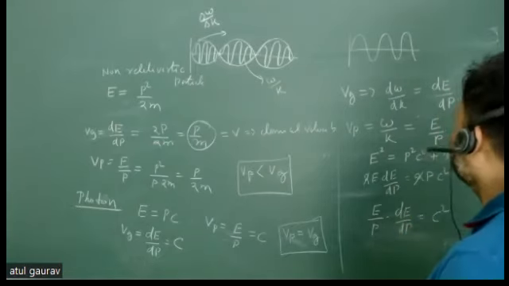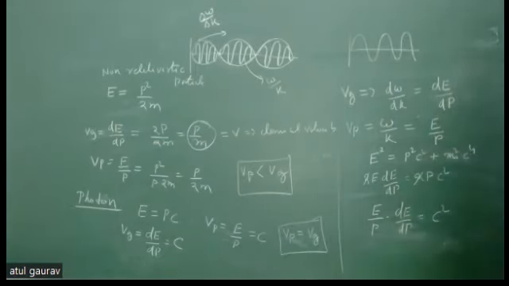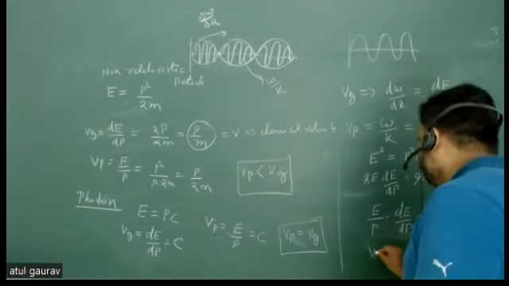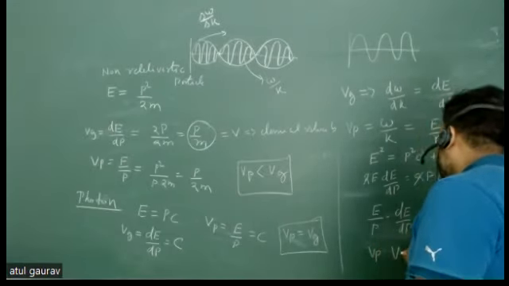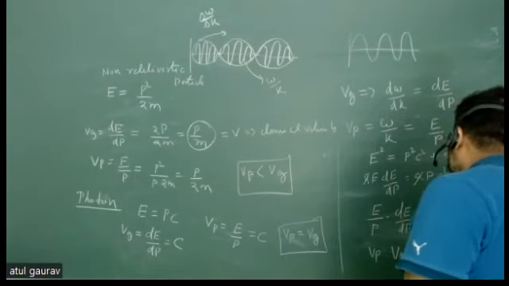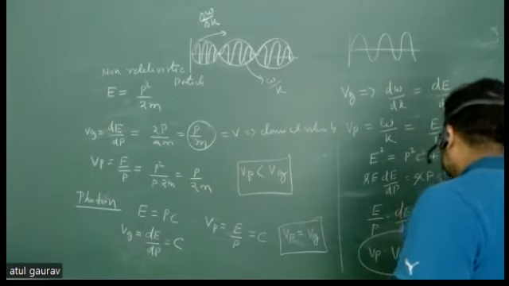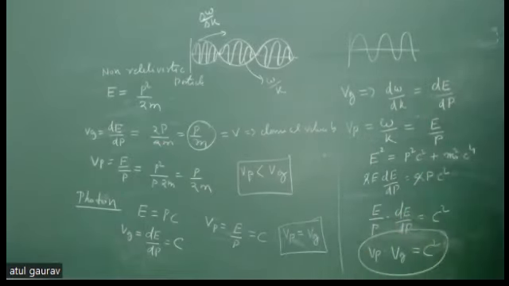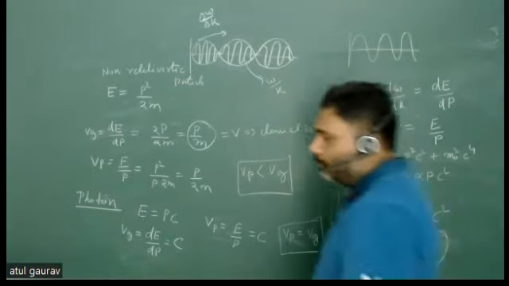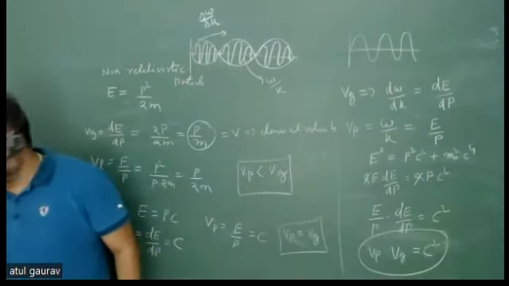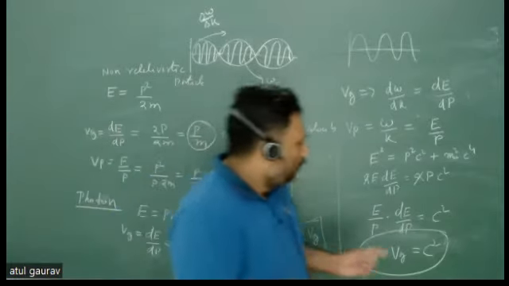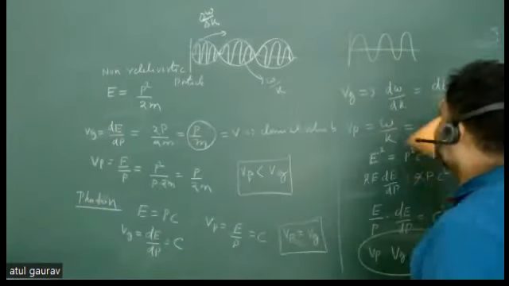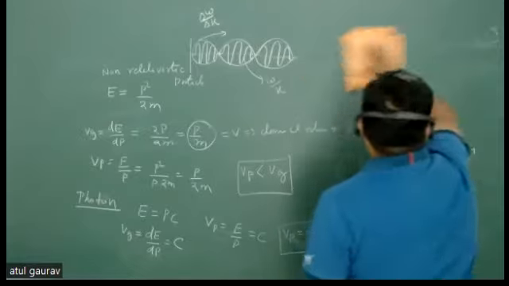This is a very famous equation. So what do you have? You have VP into VG must be equal to C square. Are people getting this condition? Yes, sir. Okay. This has come in exams many times. What is the value of VP into VG? That is C square. Now, let us try to calculate VP and VG for the relativistic particle.